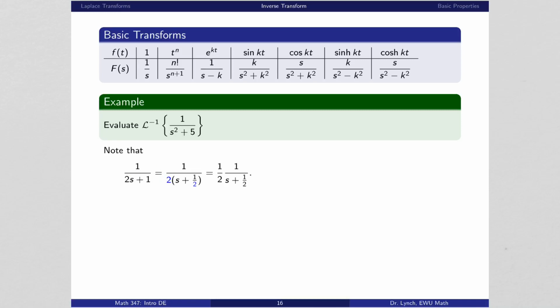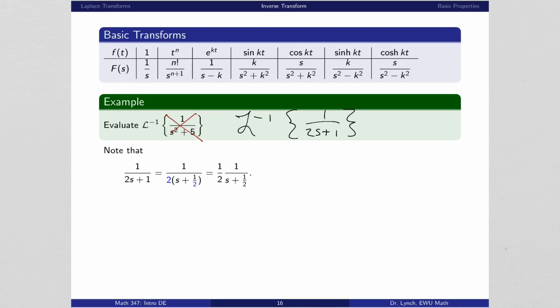Here's another example. Let's go ahead and have a look at the inverse transform. I've got a small typo here. This should be the inverse transform of 1 over 2s plus 1. Sorry about that. So this form doesn't look a whole lot like anything in our chart, but it looks most like the transform of an exponential function, with a linear factor of s in the denominator.